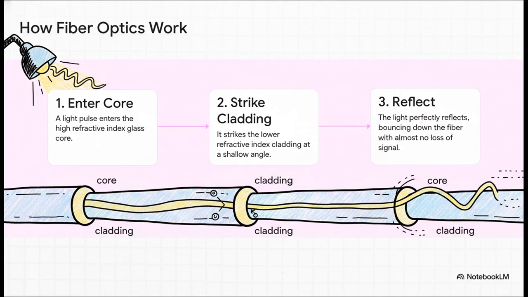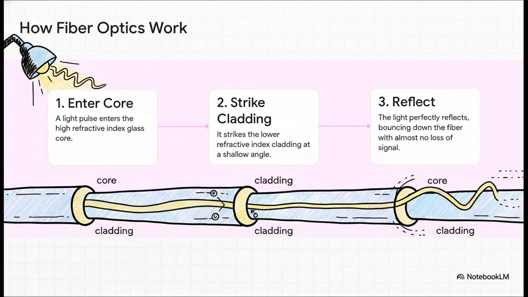A pulse of light zips into the glass core in the center. That core is wrapped in a different kind of glass called cladding. When the light hits that boundary, bam, it doesn't leak out. It reflects perfectly inward, like a mirror, just bouncing its way down the cable for miles and miles with barely any loss of signal.